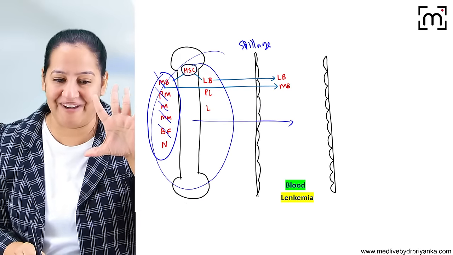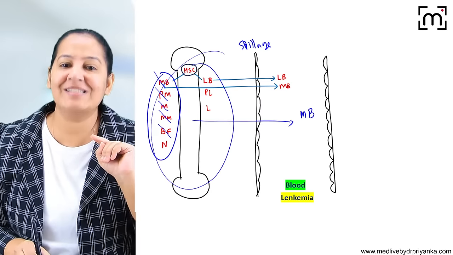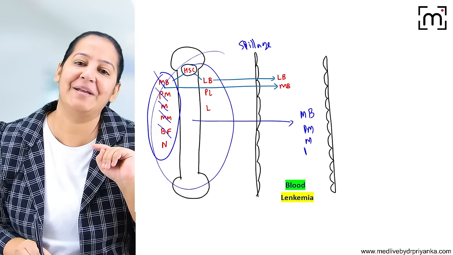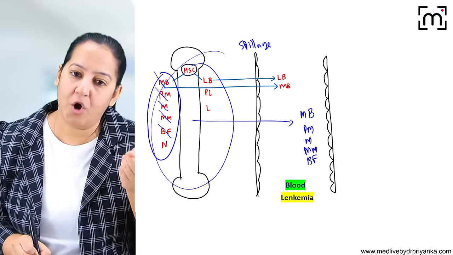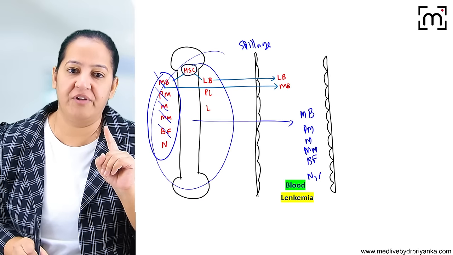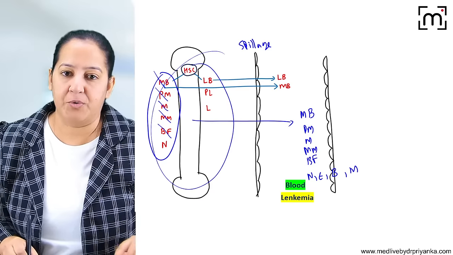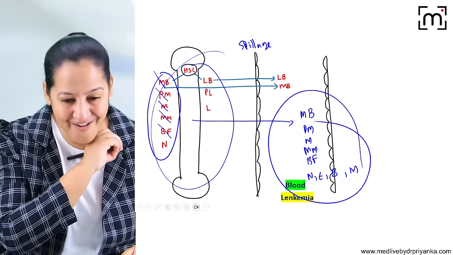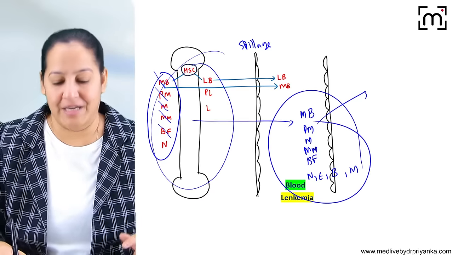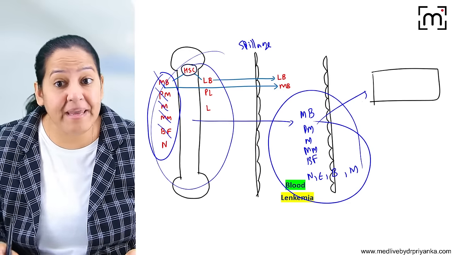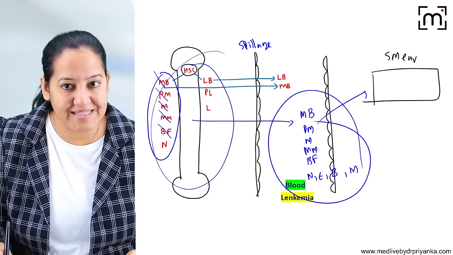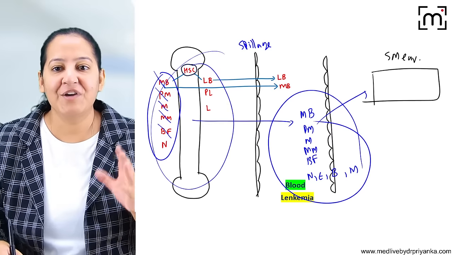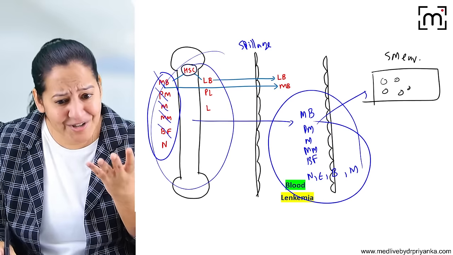So in the blood also, you get all five: myeloblast, promyelocyte, myelocyte, metamyelocyte, band form. And along with a few mature versions: neutrophil, eosinophil, basophil, and monocyte. You will get all this in the blood. So if you make a peripheral smear of the blood sample, you will get all these cells.